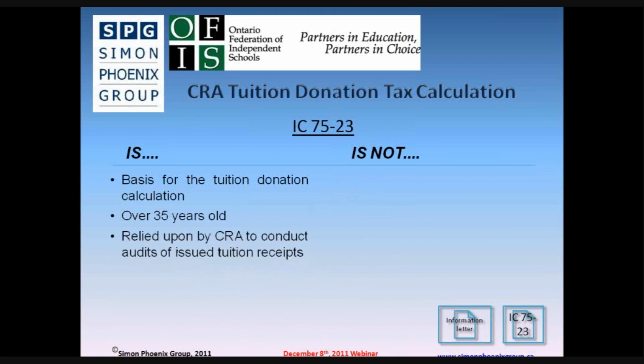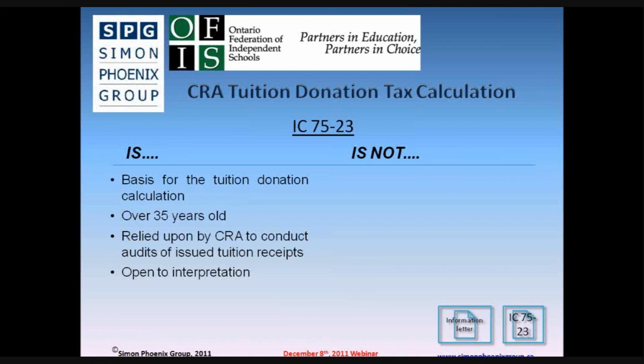It is relied upon by CRA when they conduct audits, and registered charitable organizations are expected to adhere to CRA's guidelines and policies around this. So this is a document that's well worth reviewing from time to time and having in your hip pocket, so you know what it is that's expected. IC 7523 is definitely open to interpretation.